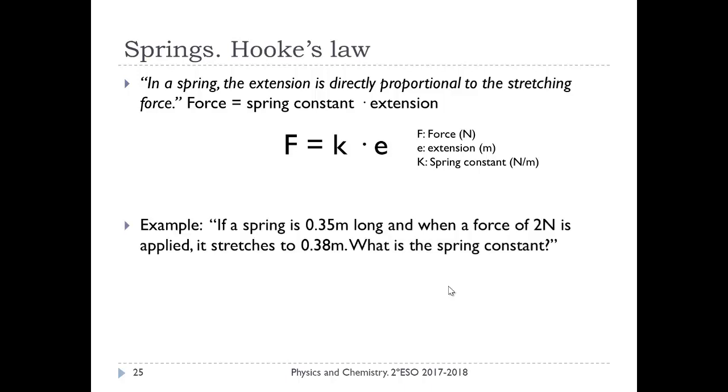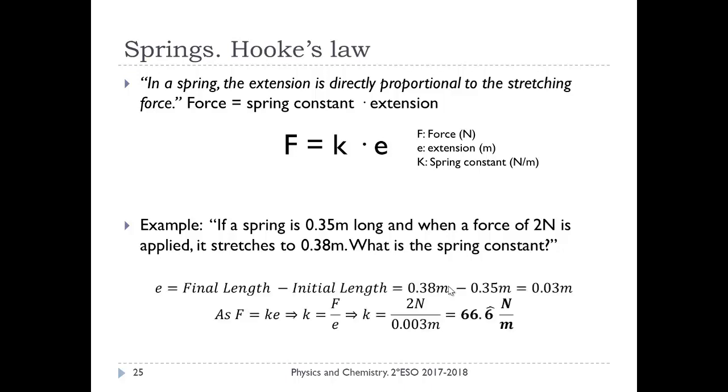So for example, using Hooke's law, let's solve this problem. If a spring is 35 centimeters long and we apply a force of 2 newtons, it stretches to 0.38 meters. What would be the spring constant? Using Hooke's law, the extension equals the force divided by the constant, so the constant would be the force divided by the extension. The extension would be the final length minus the initial length.